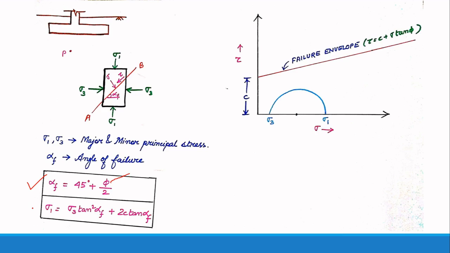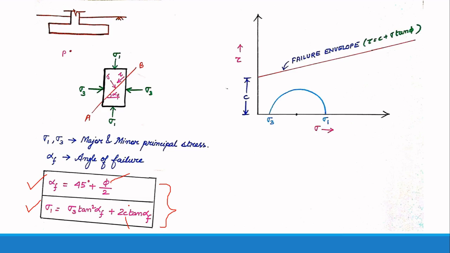Okay, and the second equation is a relation between sigma 1 and sigma 3, and that is sigma 1 is equal to sigma 3 into tan square alpha f plus 2c tan alpha f, where c is cohesion. These two equations are very important as far as numericals are concerned.